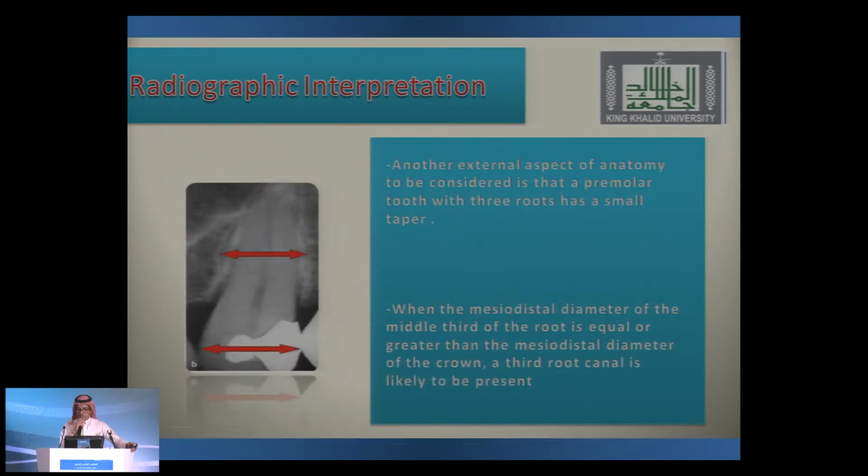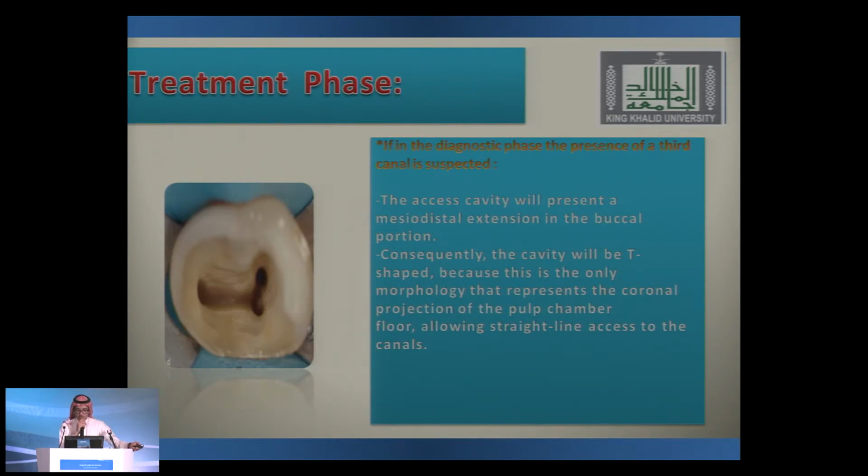Another external aspect of the anatomy to be considered is that a premolar tooth with three roots has a small taper, not like a normal one, which is rapidly tapered. When you see the mesiodistal diameter of the middle third of the root, it is equal to or greater than the crown of that tooth. In the diagnostic phase, the presence of the third canal is suspected.